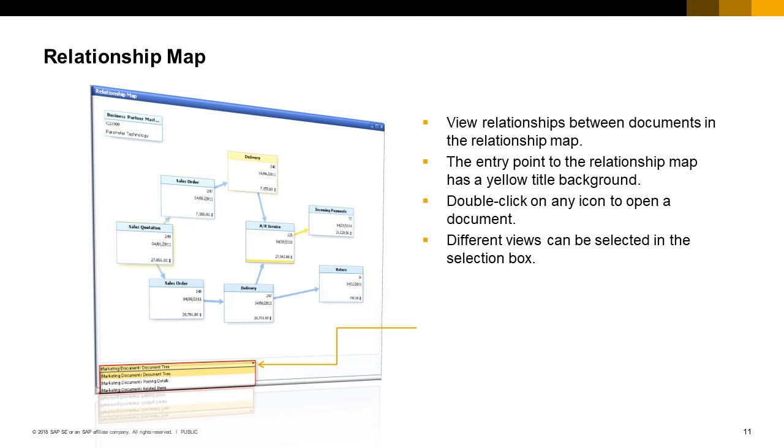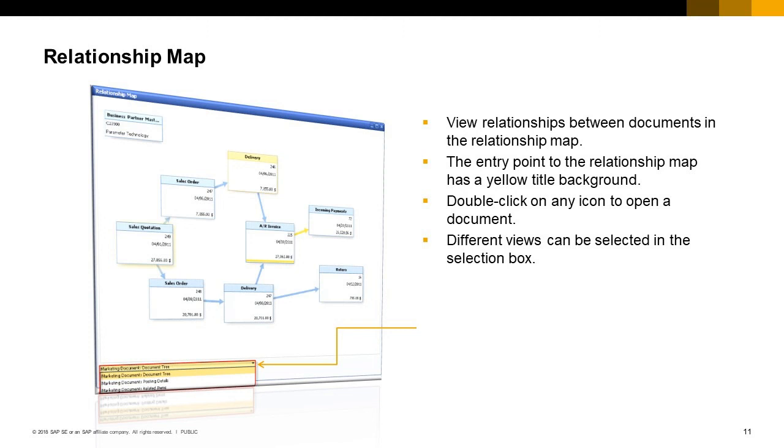In the graphic, the user has opened the relationship map from a delivery. The delivery is yellow because it is the entry point to the relationship map. This delivery is based on a sales order which was based on a sales quotation. The closing point for this chain, in this case, is an incoming payment.